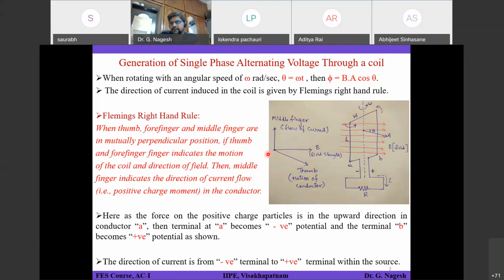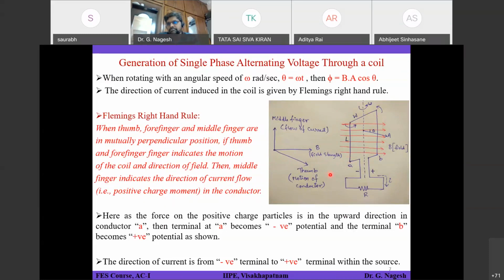Can anyone say what is the direction of the current in this coil? This coil has two conductors. One is conductor A, another one is conductor B, which I have denoted here. What is the direction of the current in conductor A? Is it upwards or downwards? Can anyone say?